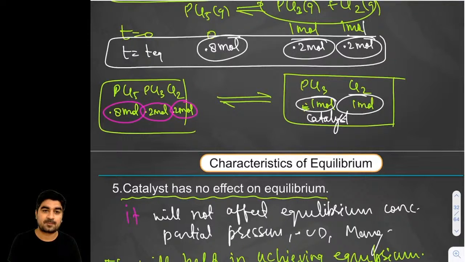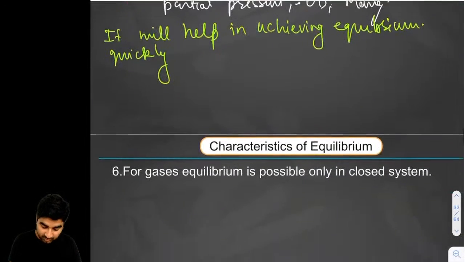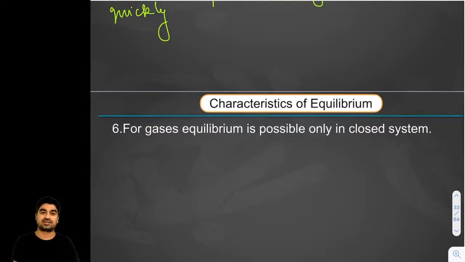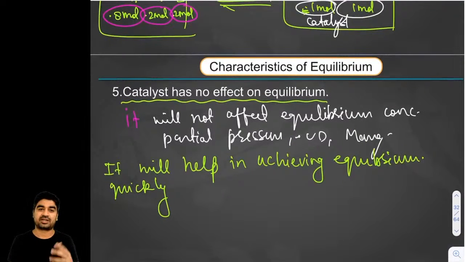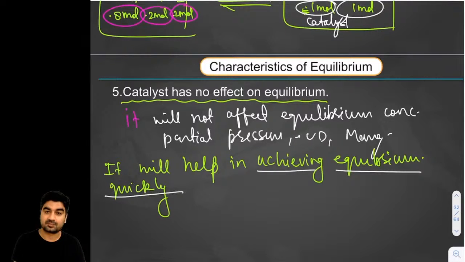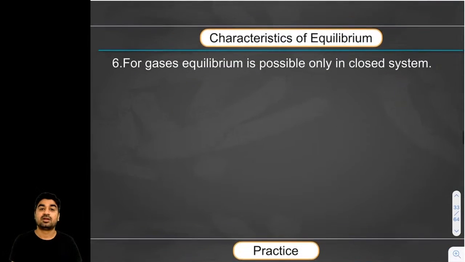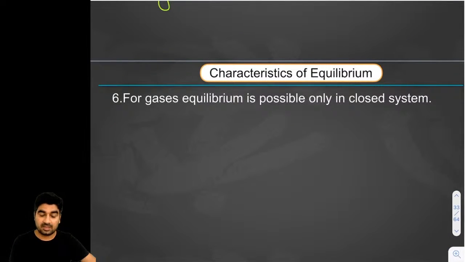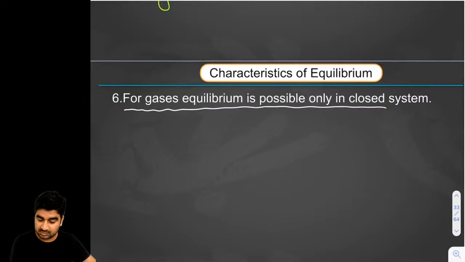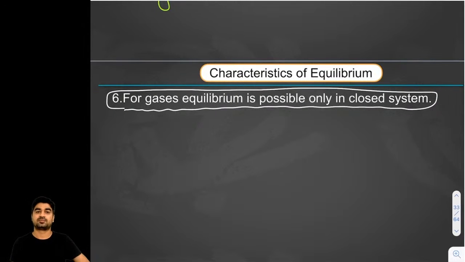Okay, guys, I hope you got it now. It is never going to change. So this is all about the catalyst. Now the next and last point. Now you know what a catalyst will do and what it will not do. It will not change the concentration, partial pressure, vapor density, molar mass, but it will help in achieving equilibrium quickly. But the next point, guys: if gases are there, then for gases, equilibrium is possible only in a closed container.